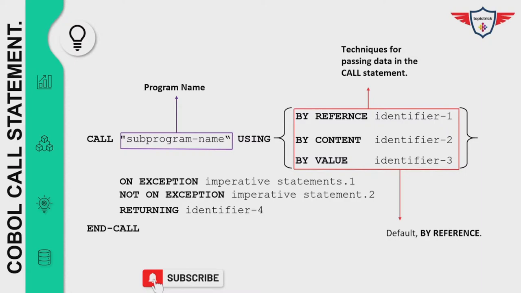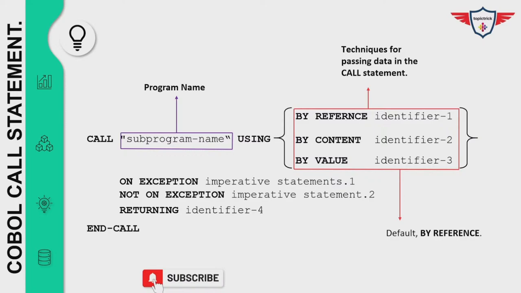The next set of parameters are on exception, not on exception, and returning. These three parameters are generally used to execute a set of statements in case a specific condition happens. For example, you're calling a program and the call fails for any reason. Then the set of statements you specify under on exception will be executed. Now let's discuss the three parameters one by one.